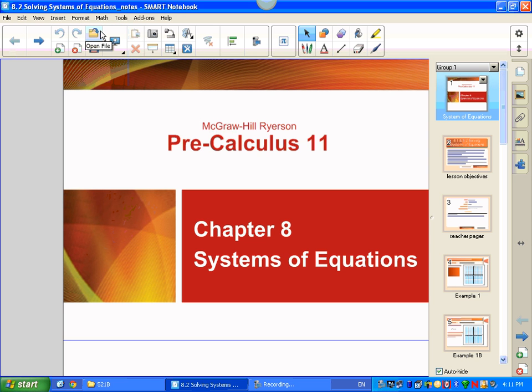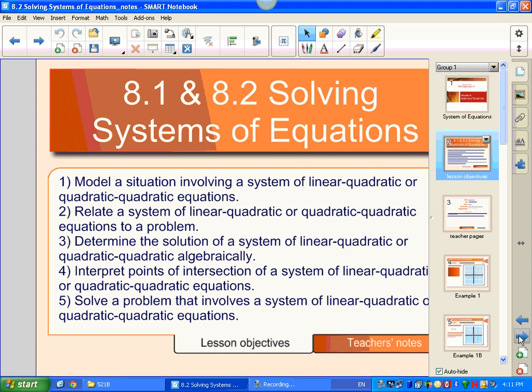This lesson is on systems of equations. We're looking at Chapter 8 of the McGraw-Hill Ryerson Pre-Calculus 11. We're going to center on sections 8.1 and 8.2 simultaneously, and these are the things that we expect students to know at the end of the lesson.